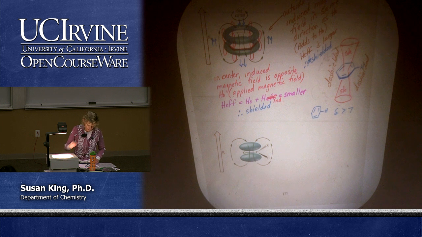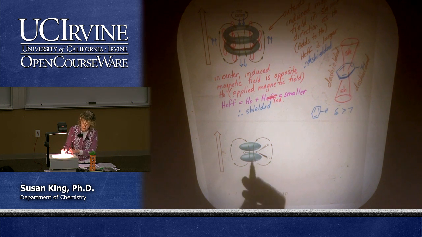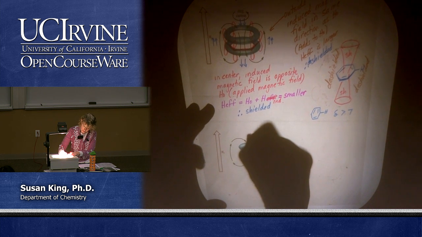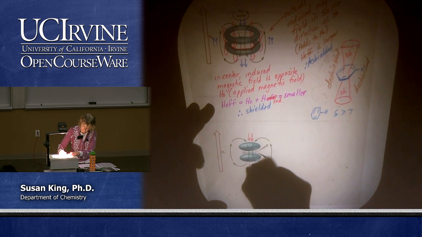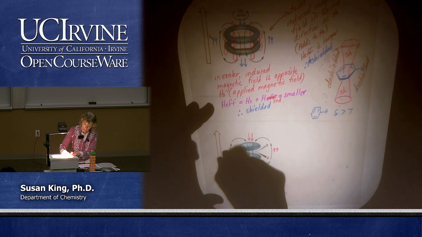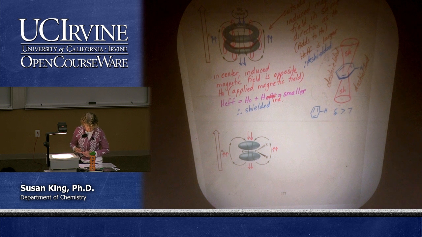All right, so the same thing happens anytime we have a pi bond. So we're going to have some unusual effects here. Here's a carbon-oxygen double bond. You can see that in the center here, these arrows are going this direction. Outside, the arrows are going this direction. So outside, the induced magnetic field reinforces the external field.